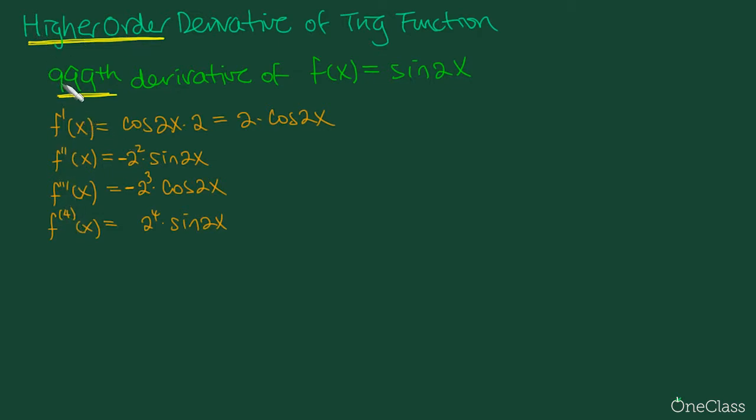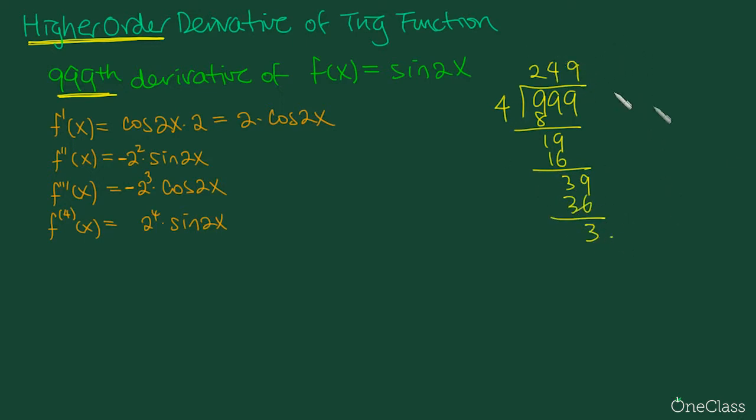So in order to see how many cycles we will go through to get to 999, we can divide this by 4. If we divide 999 by 4, that gives us 2, which is 8. 19, that is 4, that is 16. And 39, that is 9. Then that's 36. Then we have 3 left over. So what this is telling us is that we will go through 249 cycles, and we have 3 as remainder.